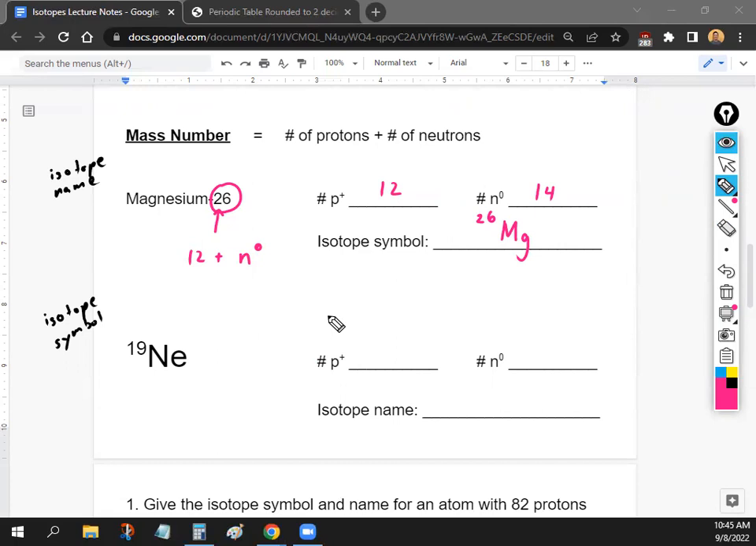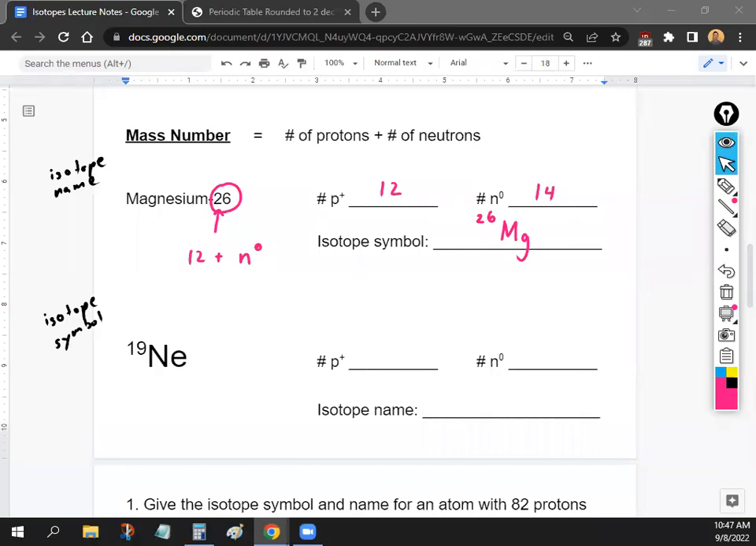All right, do you think you could try one on your own? Okay, I will give you maybe a minute and a half. You can work with the person next to you. Use the periodic table to figure out the rest of this information about 19Ne. I'll give you about a minute and a half to do that.